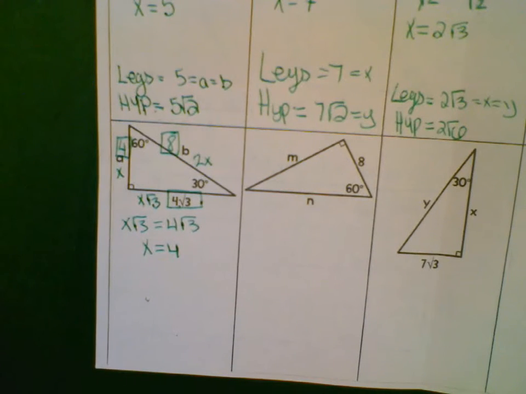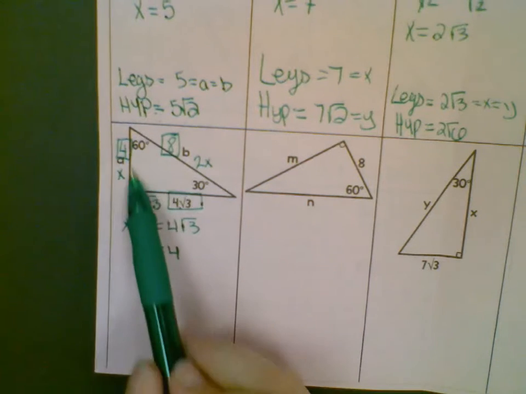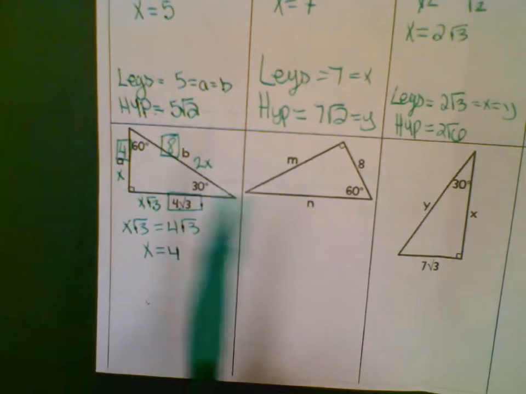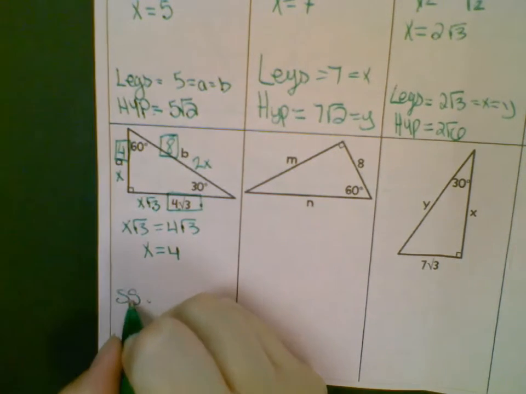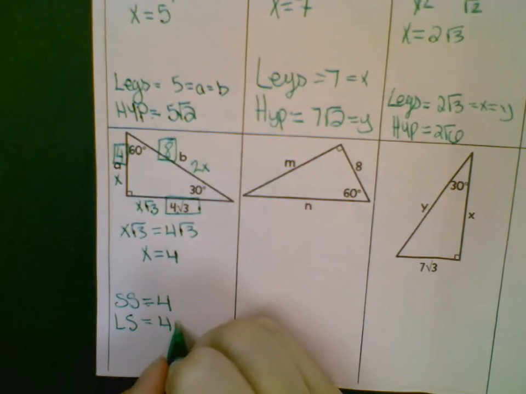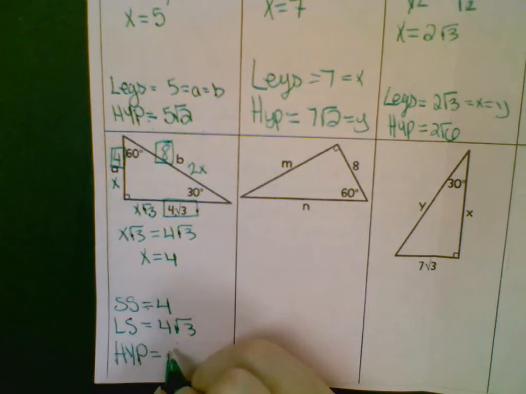So for this one, we can't call our sides legs and hypotenuse because these two are different. So we'll call this one the short side, the one that's across from 30, and then the one across from 60 we'll call the long side. So our short side was 4, our long side was given to us of 4 root 3, and our hypotenuse is 8.